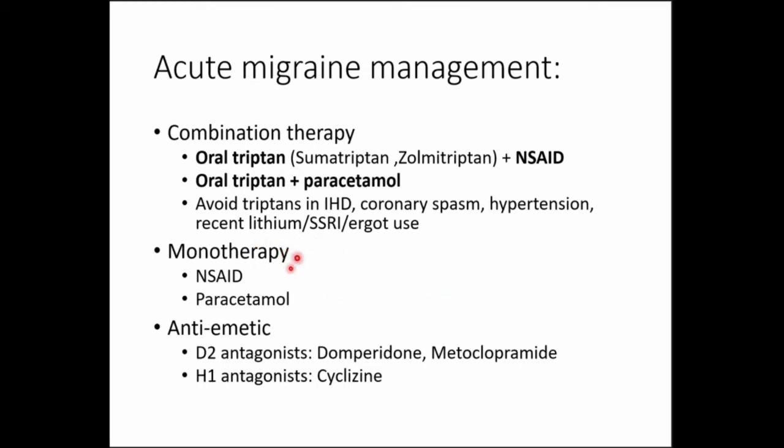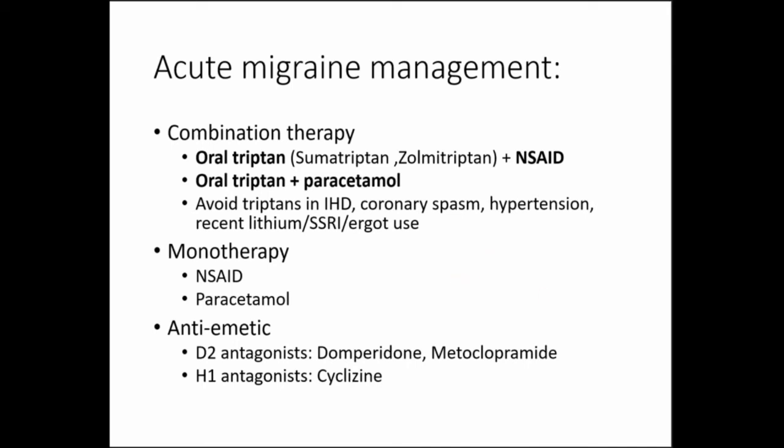And the reason why you may give monotherapy is that in some patients who have, say, ischemic heart disease or coronary spasm, hypertension, or have recently used lithium, SSRIs or ergot, use is contraindicated. In the group of patients with vascular risk factors, it's because it increases the risk of myocardial infarction, whereas in patients who have recently taken, say, SSRIs or ergot, there is an increased risk of serotonin syndrome. Because the triptans are 5-HT1 receptor agonists and can essentially cause serotonin syndrome.